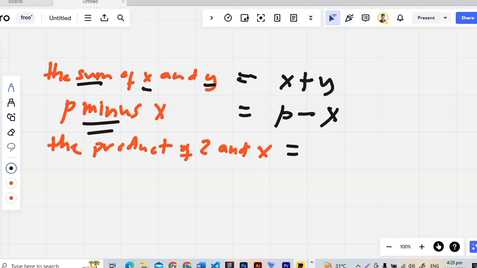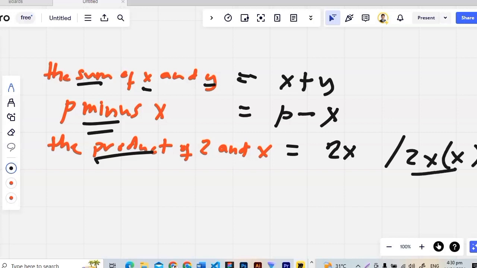Okay, the next one is the product of 2 and x. When we say product, this is multiplication. So 2 and x. All you need to do is simply write 2 and x. So this is multiplication. Aside from writing 2 times x, all you need to do is simply write that one next to the number 2. Okay, so 2 times x.